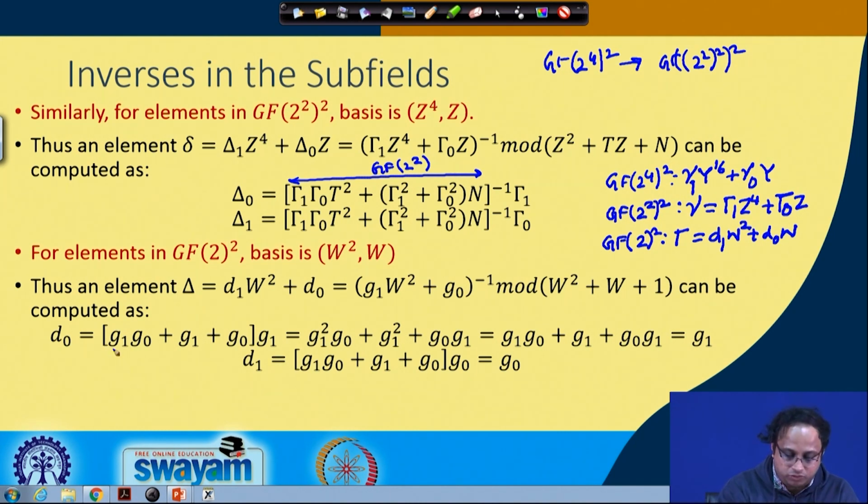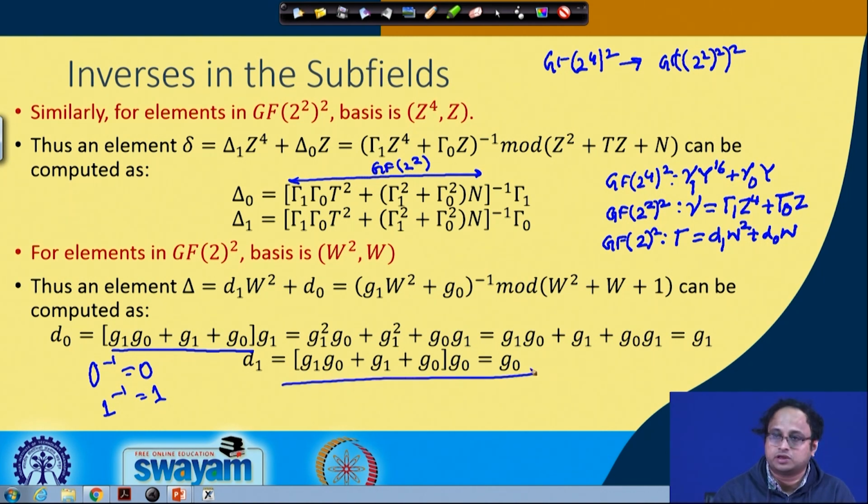Okay. And in GF 2, any element's inverse is itself, because the inverse of 0 is defined as 0 and the inverse of 1 is also defined as 1. Okay. So, therefore, you can actually ignore these inverses in the smaller field, and with some simplifications you can see that you will get D0 and D1 as shown here. Okay. So, you see that it is very simple in this field, because essentially you are just writing D0 as G1 and D1 as G0. So, basically the inverse in this field is actually kind of free. There is no computation that you need to do.